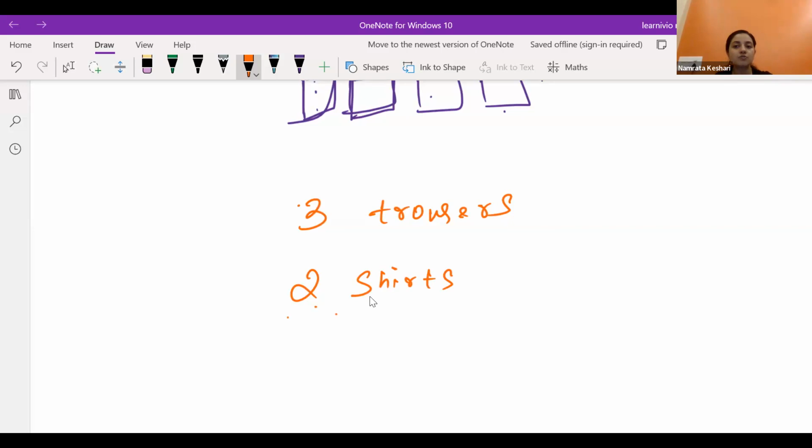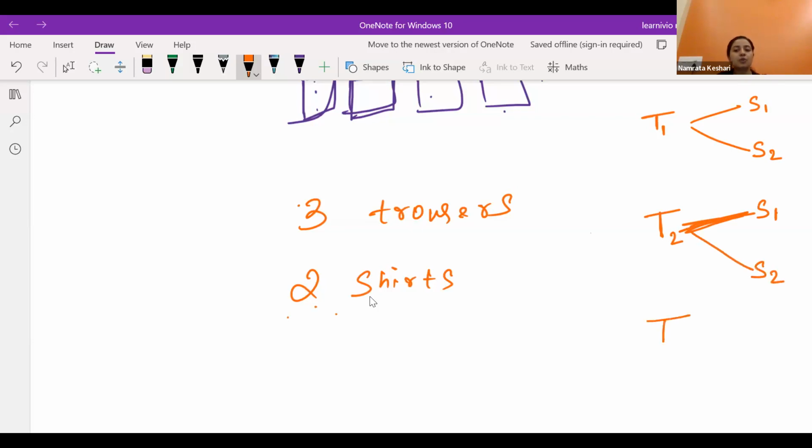Let's suppose we are choosing the first trouser at first. Now how many shirt options are there? We can take shirt number 1, or maybe we can choose shirt number 2. Or maybe we are taking trouser number 2 at first. Then how many possibilities will there be by using this trouser 2? You can pick shirt number 1, or shirt number 2. Similarly, if you are taking trouser number 3, again you will have two possibilities, shirt number 1 and shirt number 2. So how many total possible cases have we generated over here?